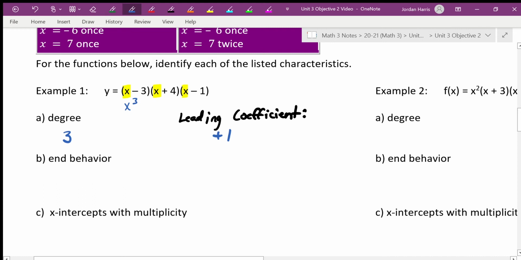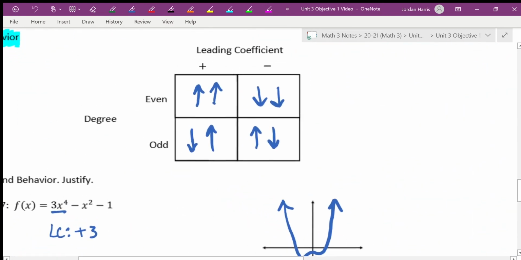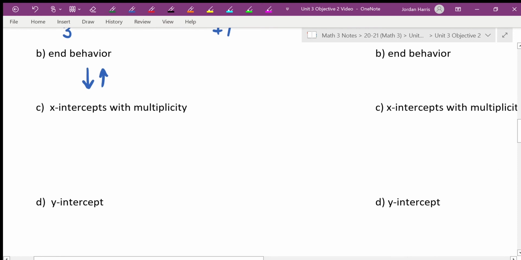So if I have an odd degree, so if you're looking at your box, I can draw it here. Actually, no, I'm not going to draw it. I'm going to go back and look. At my last notes, this is what you should be doing. We talked about this box. It's an odd degree with a positive lead, so that's down, up end behavior. Use that box for your homework. You need to have it memorized for the test.